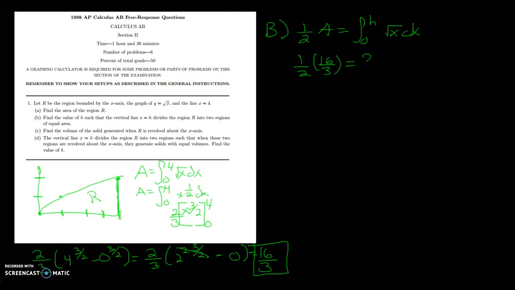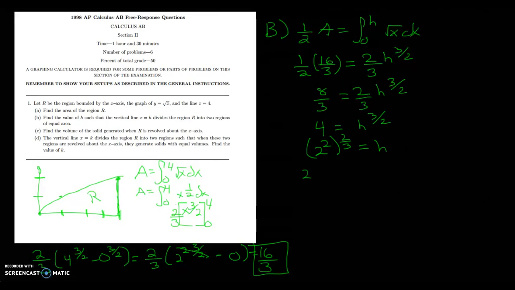So now you're going to get 2/3 h to the 3/2. So now you're going to get 8/3 equals 2/3 h to the 3/2. So now you're going to multiply both sides by 3/2, so you're going to get 24/6, which is 4, equals h to the 3/2. So now I get 2 squared. I'm going to raise each side to the 2/3 power, equals h. So now I'm going to get 2 to the 4/3 equals h. So the cube root of 16 is equal to h.